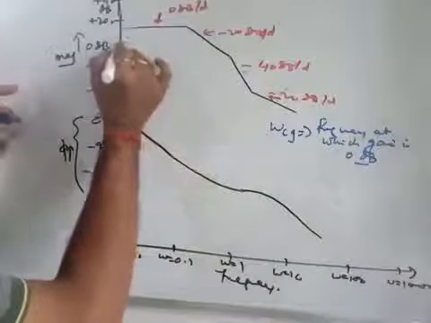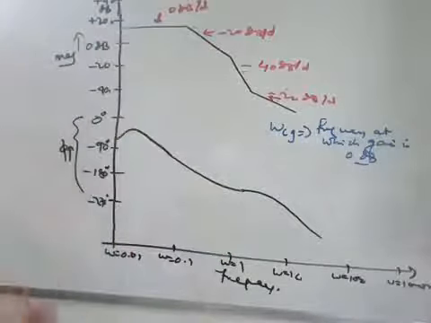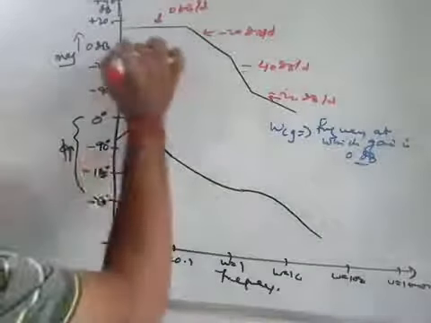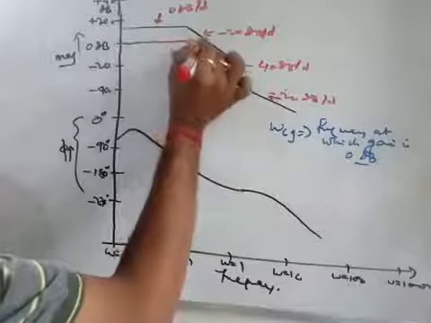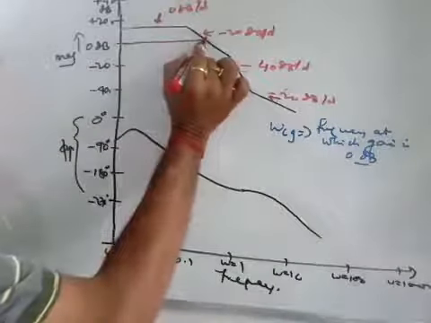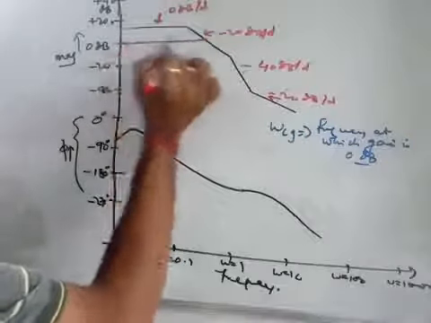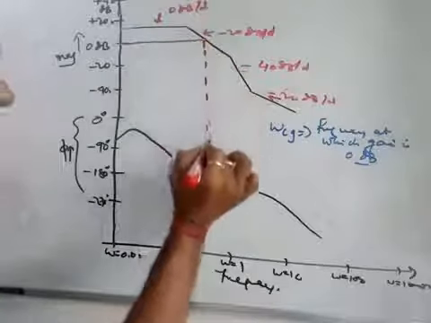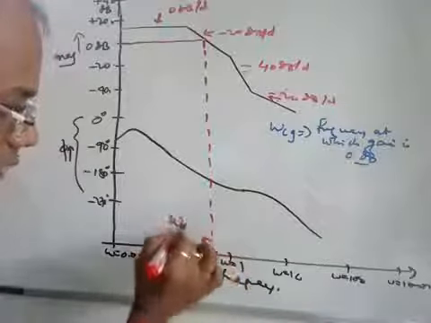0 dB line, what is this 0 dB? 0 dB means this line, this point is 0. So we can draw a line here. That means at this point on the magnitude plot the gain is 0. Here at all these points the gain is 0. So that corresponds to a frequency. This frequency is known as omega Cg.